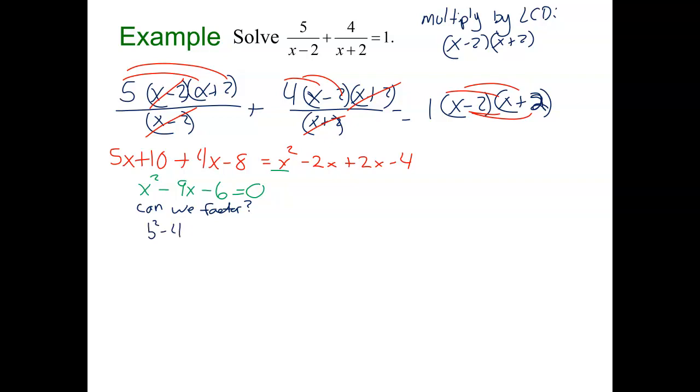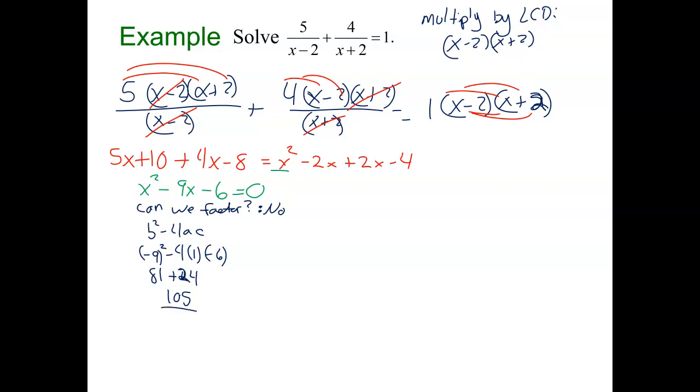B squared minus 4ac. What's my b value? 9 squared minus 4. What's my a value? And my c value. Okay? Negative 9 squared. 81. Negative 4 times 1 times negative 6. Okay? And add those. Can I square root 105? And the answer is no, I cannot factor. So then we'll just go into quadratic formula.